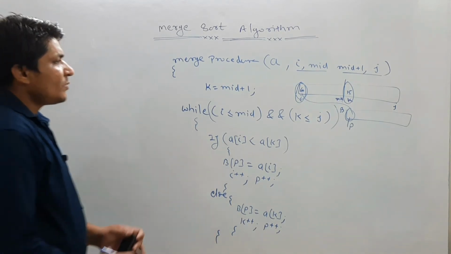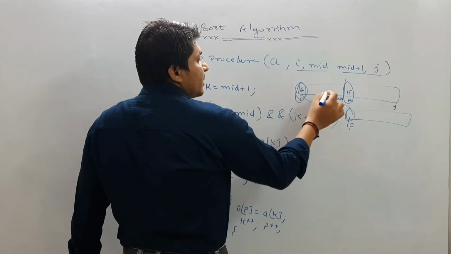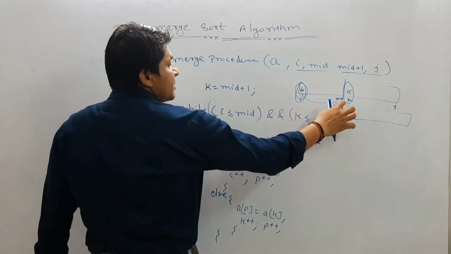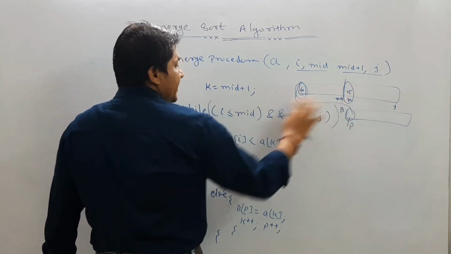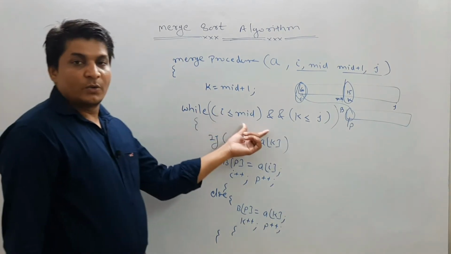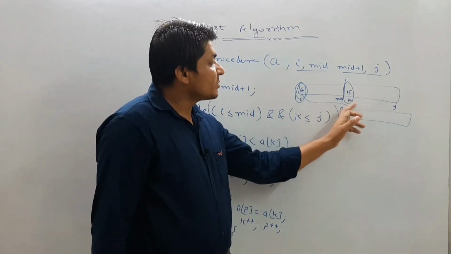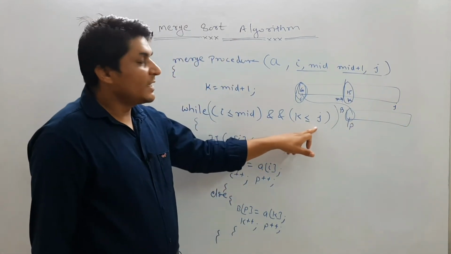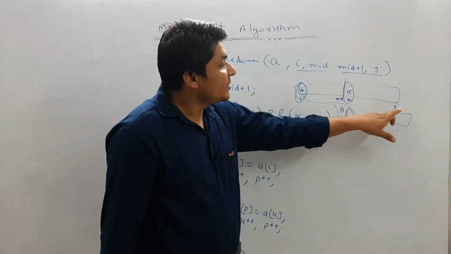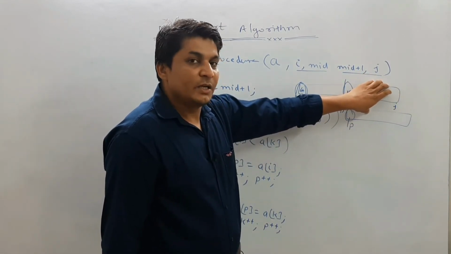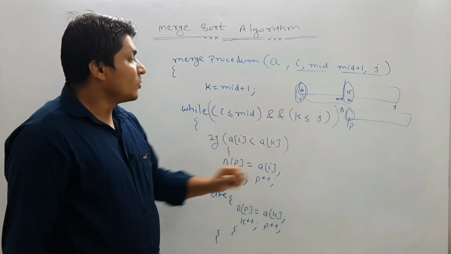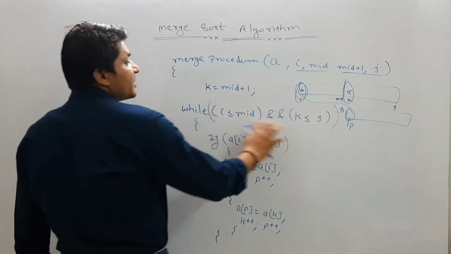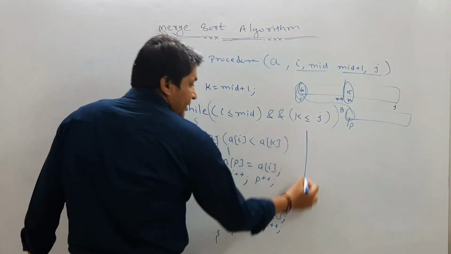Okay, let's suppose all the elements from this array are copied. It means I will reach out of mid, so all the elements are copied from this array, and you cannot run this while loop anymore. Also, k could become out of this range, beyond j, so again the condition is false. When all the contents from this array are copied into the other array, it will be out of the loop. If one of the conditions is false, then the whole condition will be false, correct?